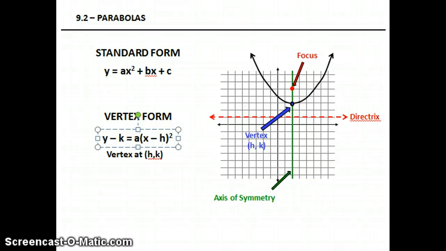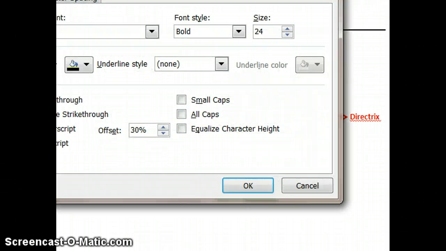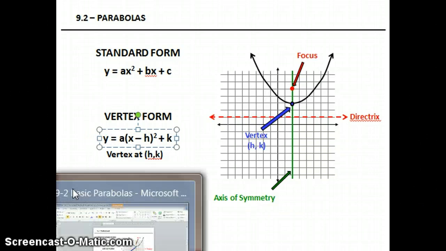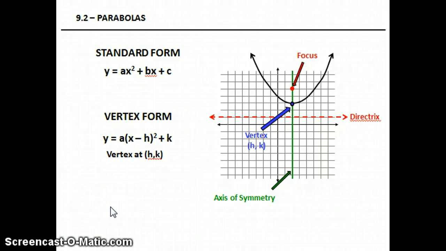so that it's going to be like this, plus k. I like it like this. It really doesn't make any difference. I've used it both ways many times. But as long as you can recognize the difference between the two, then everything will be okay.